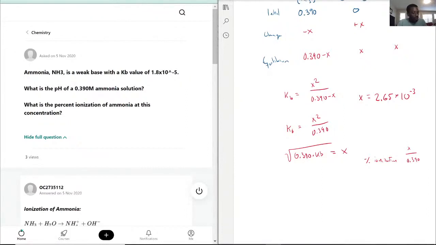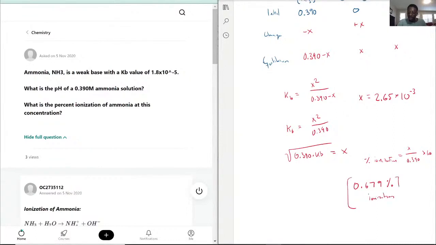So 0.265, divided by 0.390. Well, you should get our percent ionization times 100. So just add that. Okay, times 100, and we actually get 0.679% ionization.